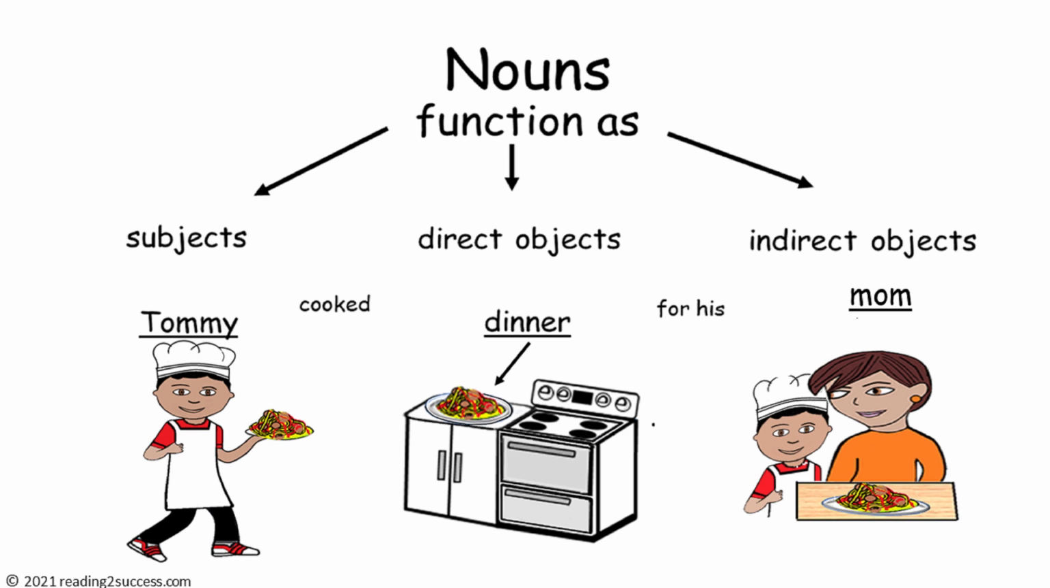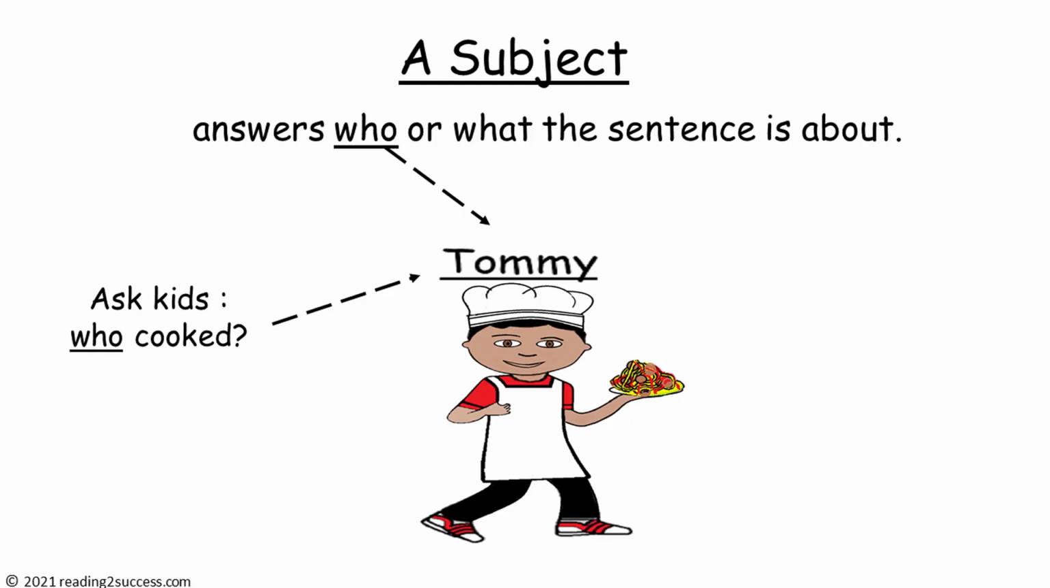So begin by introducing the functions of nouns by reading this sentence to kids. Tommy cooked dinner for his mom. Tommy is the subject, dinner is the direct object, and mom is the indirect object. Explain to kids that a subject answers who or what the sentence is about. Ask kids, who cooked? The answer is Tommy.